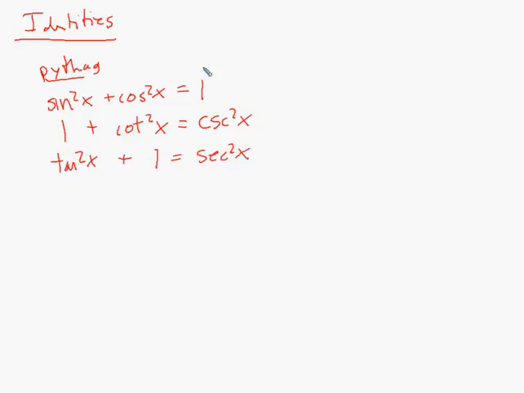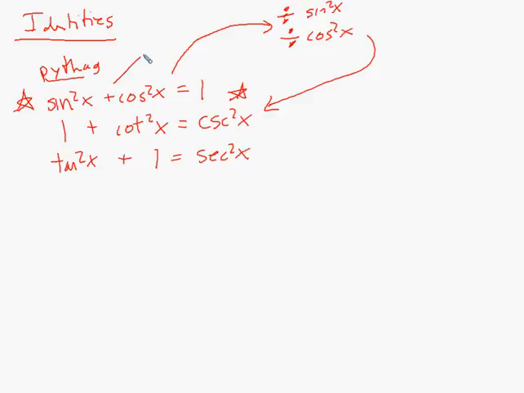So your guys are kind of lost. I'll take a moment to re-explain. Memorize this one, and then from it, divide everything by cosine squared, and you will get this one. 1 divided by cosine squared, secant squared. What's cosine divided by sine squared? Cotan. What's sine divided by sine? 1. And then if I also start with that same one and divide everything by sine squared, I will get this Pythagorean identity.